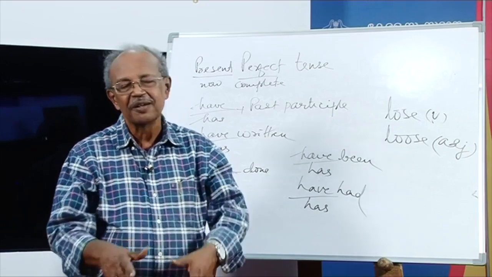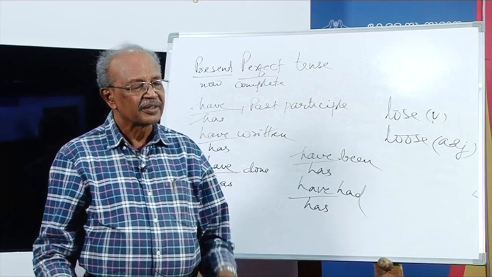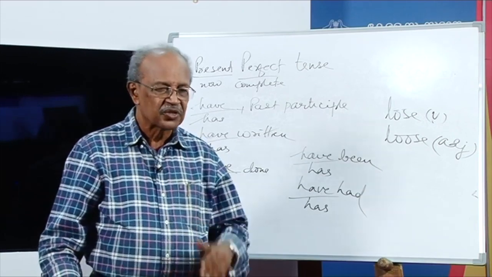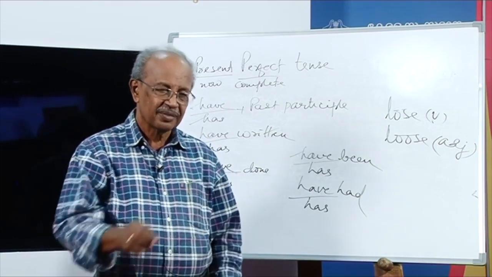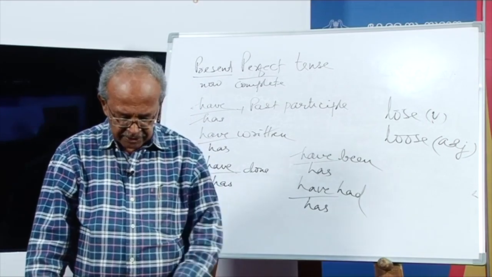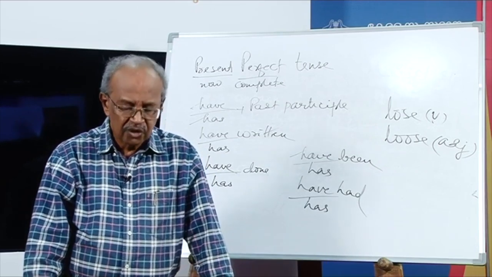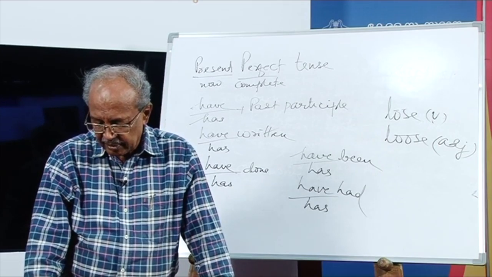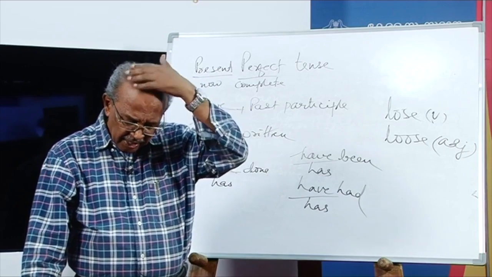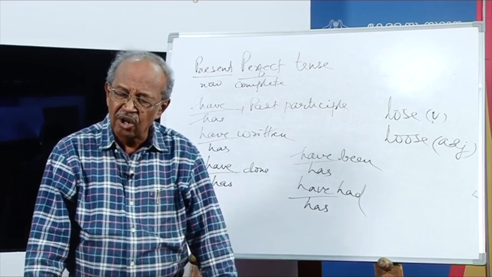Okay. So, the second use of the present perfect tense is to indicate an action that took place in the past, but the effect of which is still felt or experienced. Right. The present perfect is also used for an action which took place in the past, comma, and the effect of it, means effect of that action, is still felt or experienced.